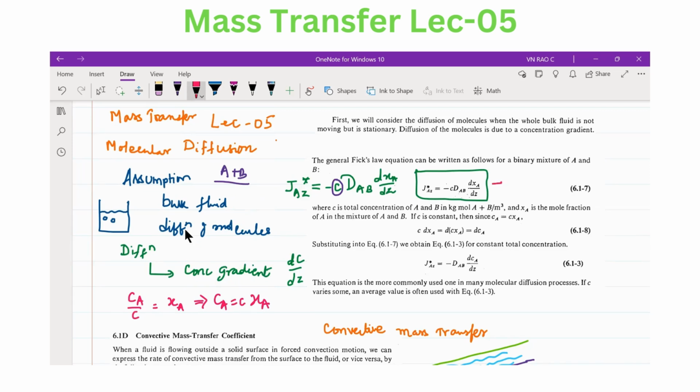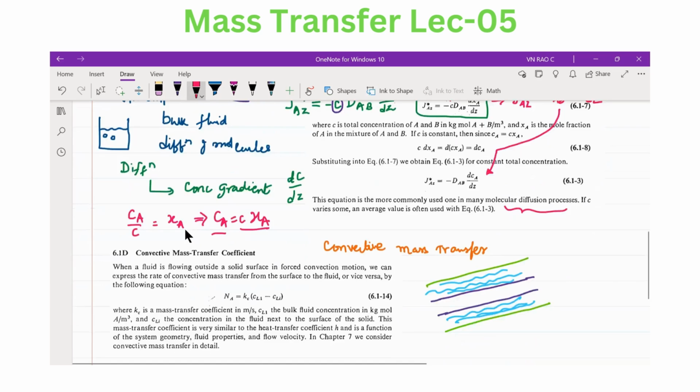So in this equation, I can take this C inside the derivative. So this becomes JAZ star is equal to minus DAB d(C xA) by dz. But C into xA is nothing but CA. So ultimately this equation converts and is written like this. This equation is commonly used in many molecular diffusion processes. So this is the Fick's law equation.